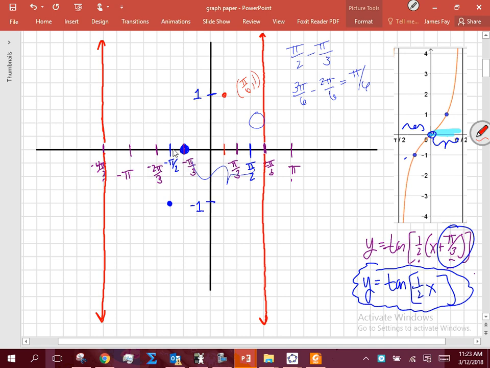Okay. If I start at negative pi over 2 as an x value, that needs to be moved to the left pi over 3 units as well. So again, that's negative 3 pi over 6 minus 2 pi over 6. So that should go to negative 5 pi over 6. So we've got to find negative 5 pi over 6 over here. And it's actually going to be right there. And that's the halfway mark between my x-intercept and my first asymptote over here, right?